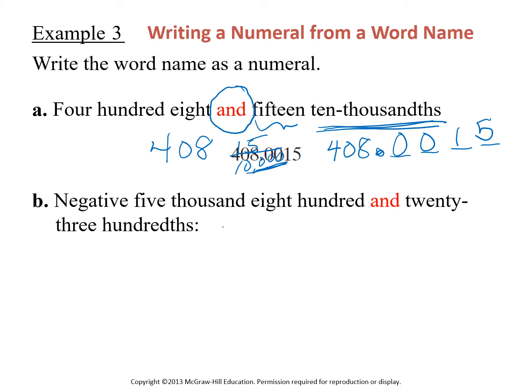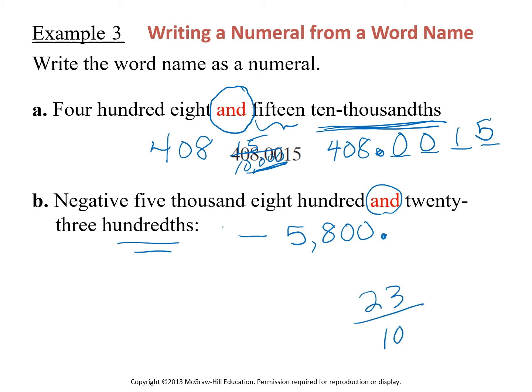Negative 5,800 and, so negative 5,800, and now I have 23 hundredths. So again, 23 hundredths, I know that there's going to be 2 places, so it's just going to be 0.23.